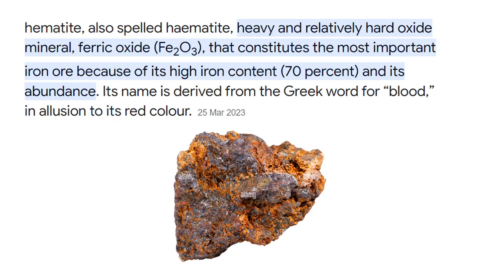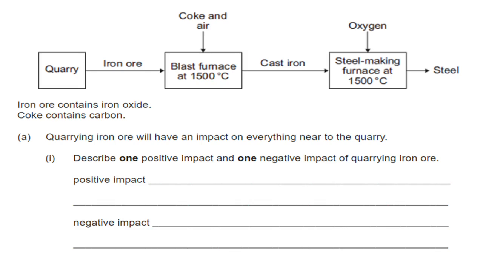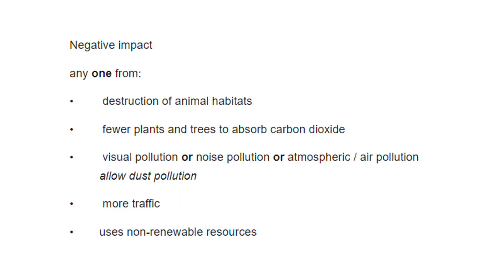Hematite is the main iron ore iron is coming from, and it's quarried. You hear the word quarry, here's what a quarry looks like. It's where we mine ores from. Now, here's a question they asked, a positive impact, a negative impact. Look at the marking scheme. Positives: provides employment, improves the local economy, improves transport. None of this is on your course, it's more of a suggest question. Negative impact: definitely destruction of habitats, more pollution, fewer plants and all that.